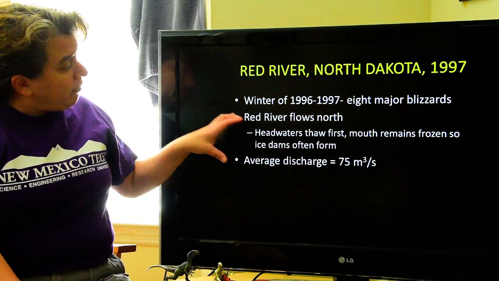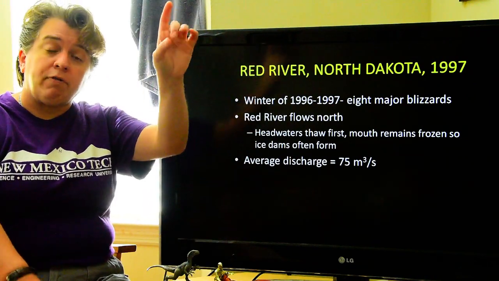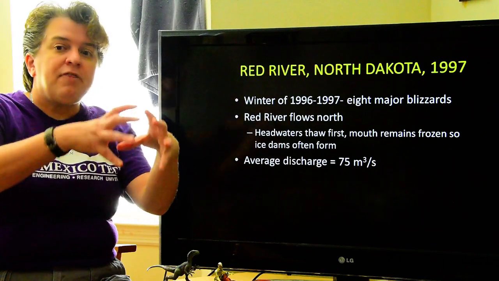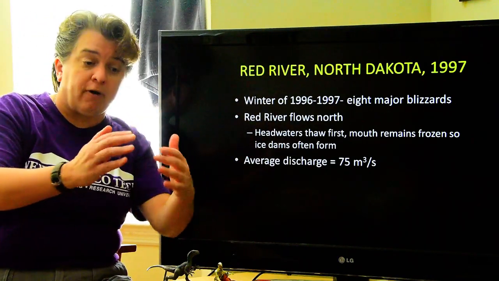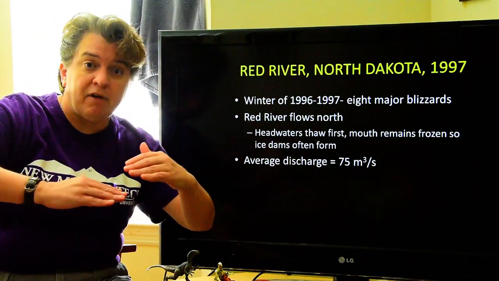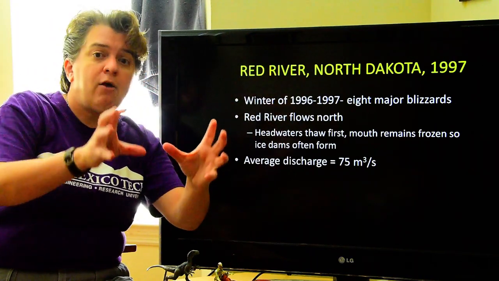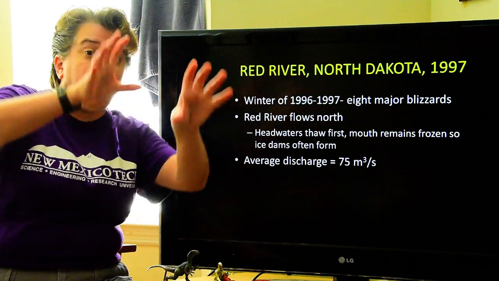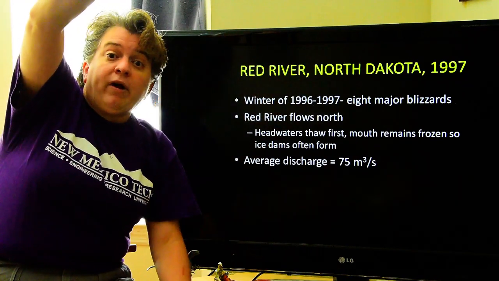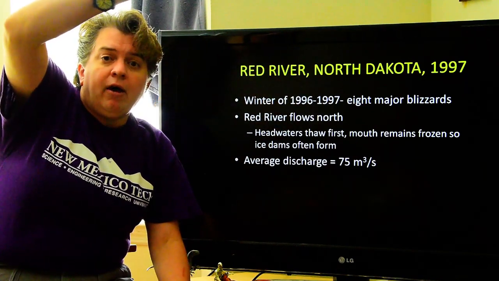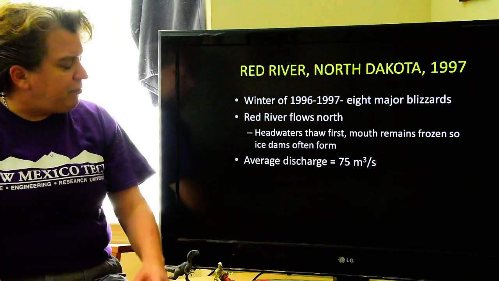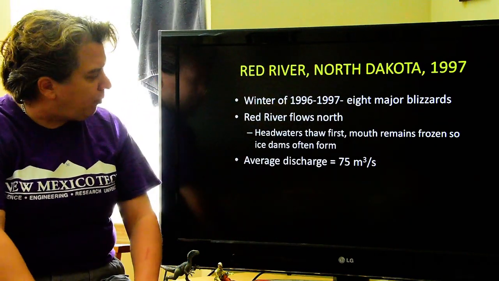Now the Red River, like I said, flows to the north. So what happens, the headwaters thaw first, right? Because as springtime comes, spring sort of slowly moves northward. So the headwaters thawed and water started flowing, but up towards Lake Winnipeg, towards the mouth of the river, it's still frozen. And so you got all these ice dams forming.